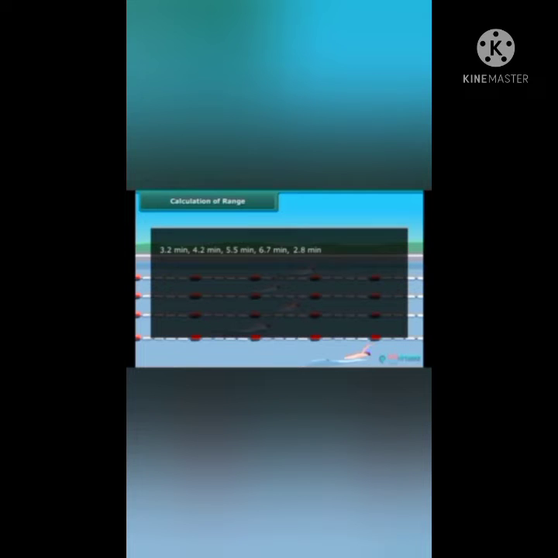Yes, it's simple. First, order the data from least to greatest. Now subtract the least value of time from the highest. So the range of swimming time is 3.9 minutes. The mode is simply the number which appears most often.